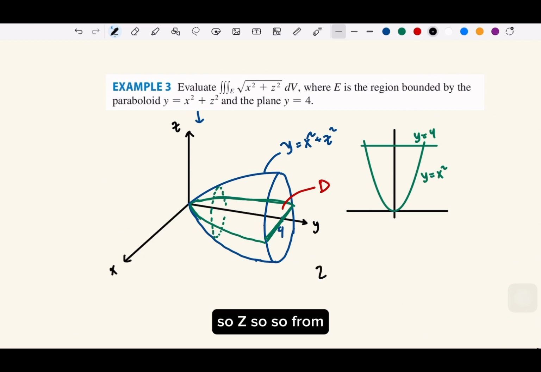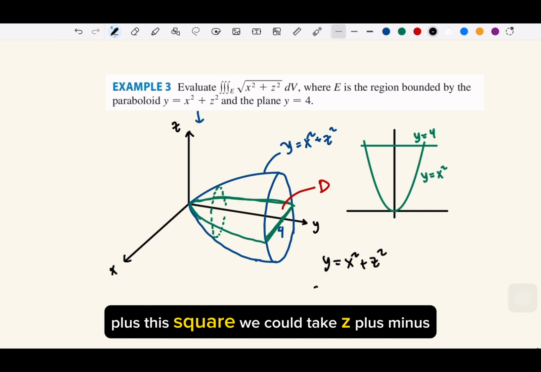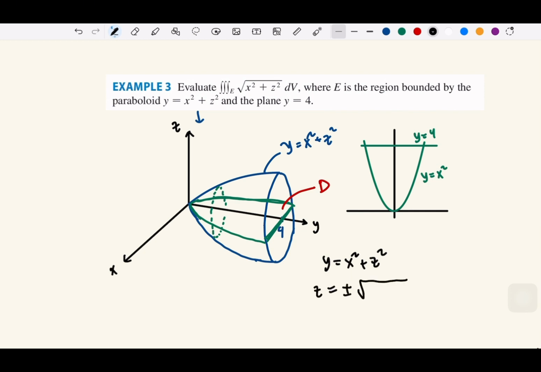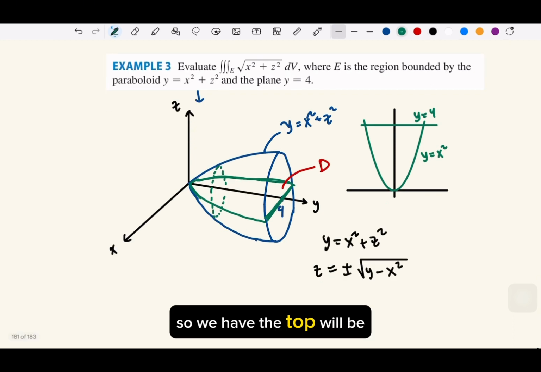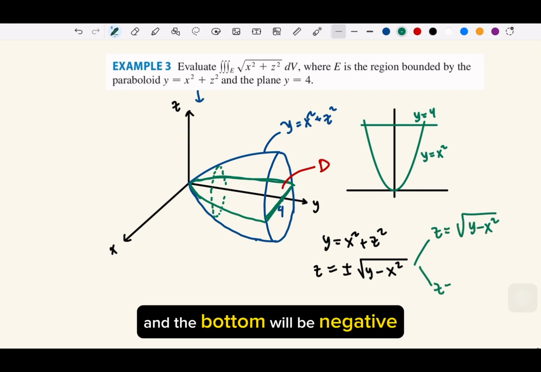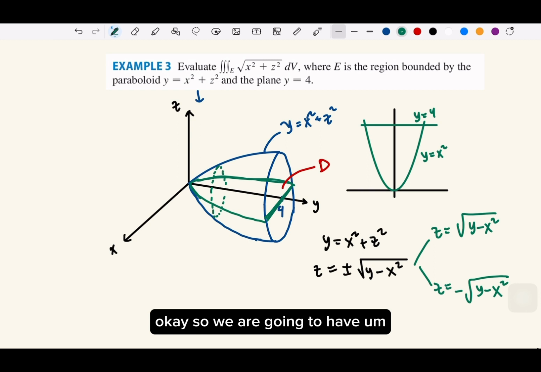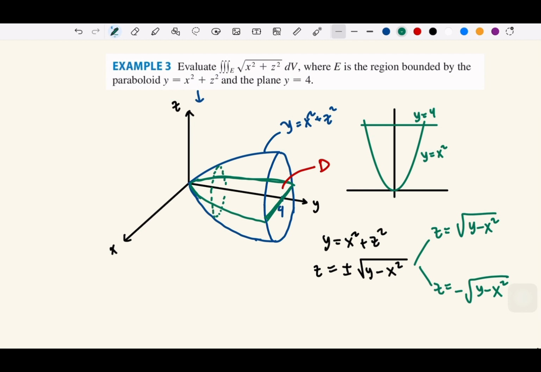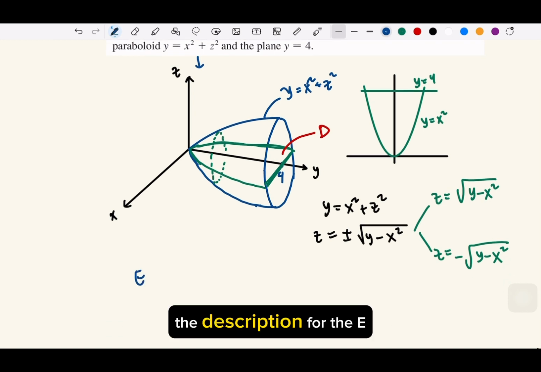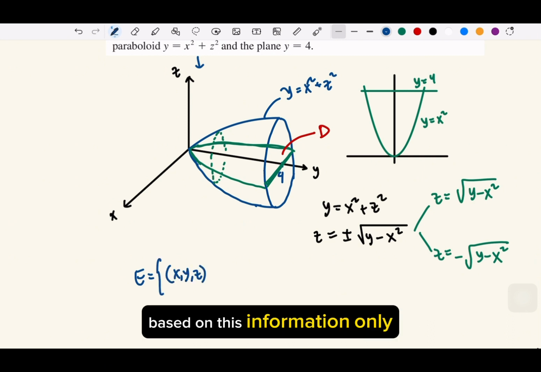So from y equals x squared plus z squared, we could take z equals plus or minus the square root of y minus x squared. So the top will be positive z, and the bottom will be negative. Okay. So we are going to have the description for the E, based on this information only.